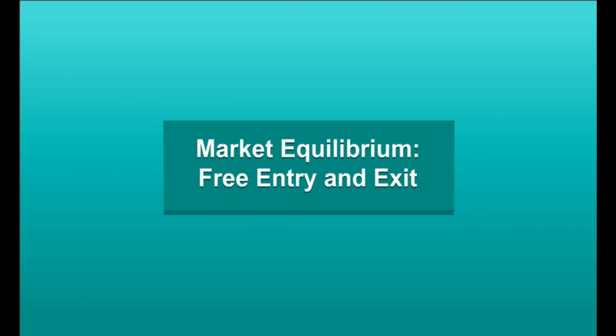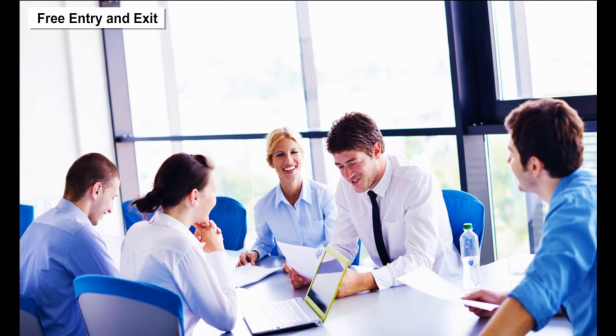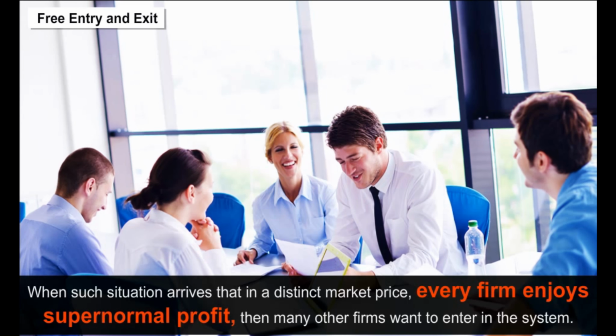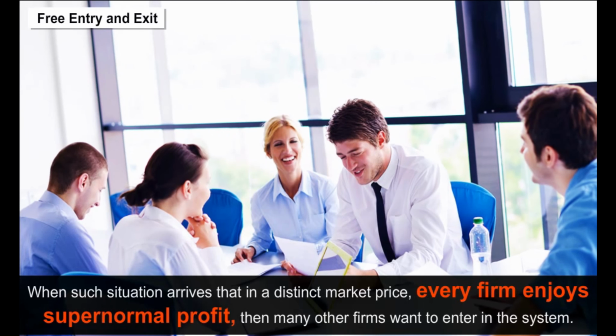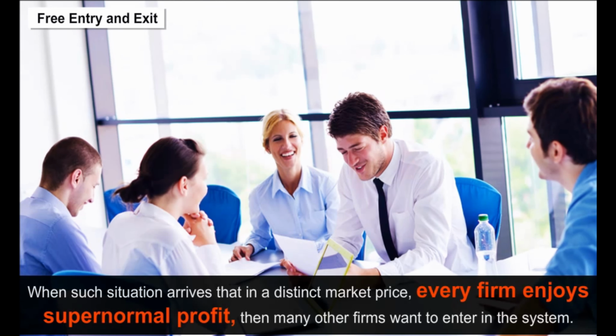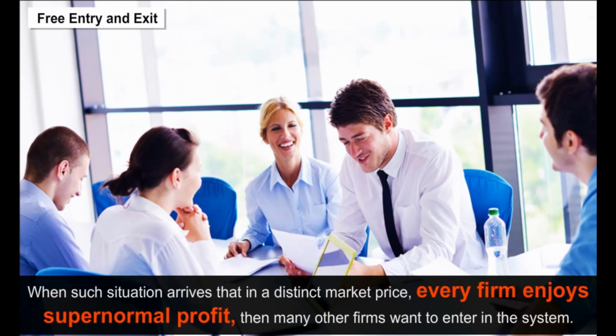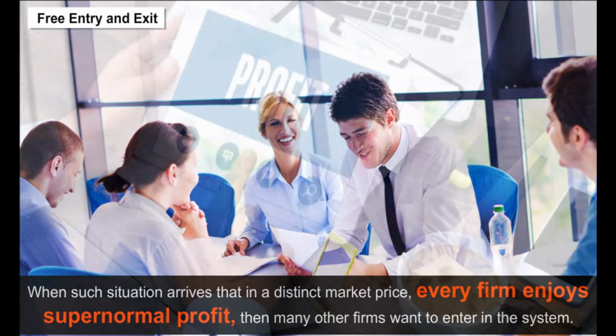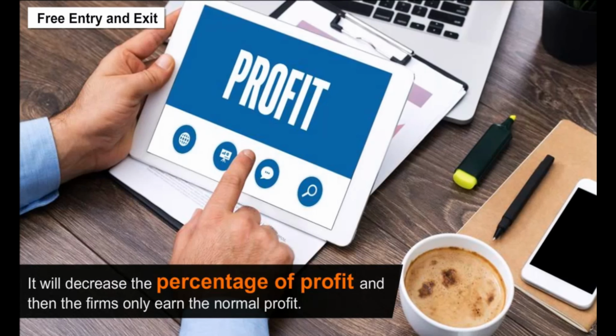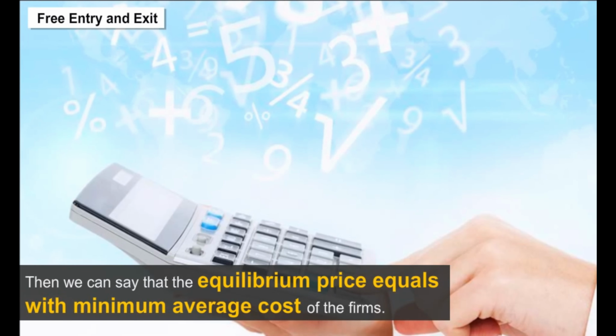Market equilibrium, free entry and exit. When such a situation arises that at a given market price every firm enjoys supernormal profit, then many other firms want to enter the system. It will decrease the percentage of profit, and then the firms only earn the normal profit. Then we can say that the equilibrium price equals the minimum average cost of the firms.